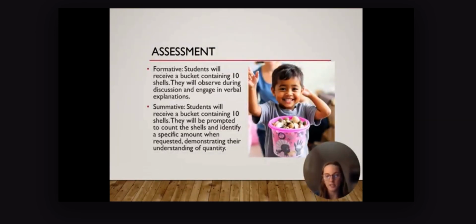For the assessment, the formative assessment, students will receive a bucket containing 10 shells. They will observe during the discussion and engage in verbal explanations. The summative assessment would be that students, when they receive this bucket, will be able to identify a specific amount from 1 to 10 when prompted and demonstrate their understanding.